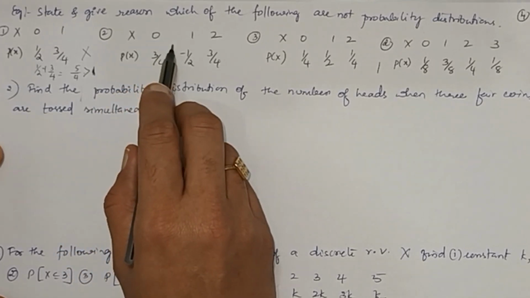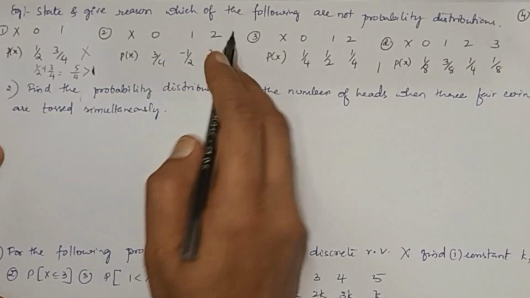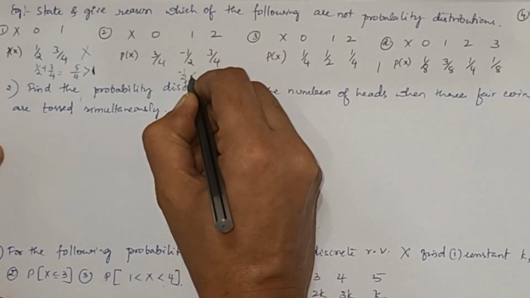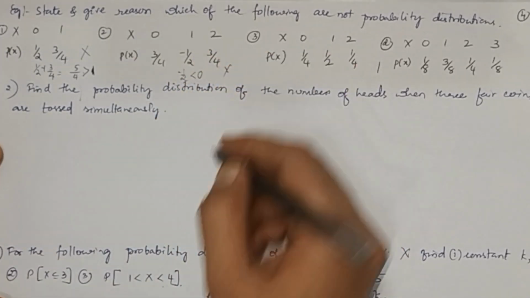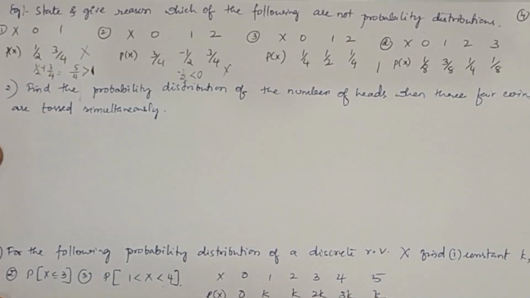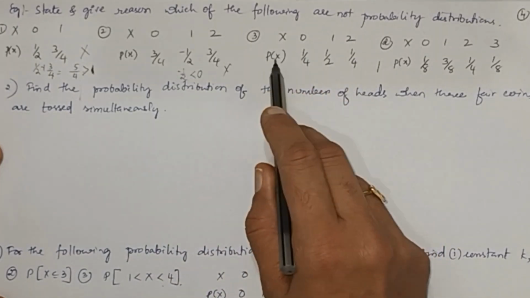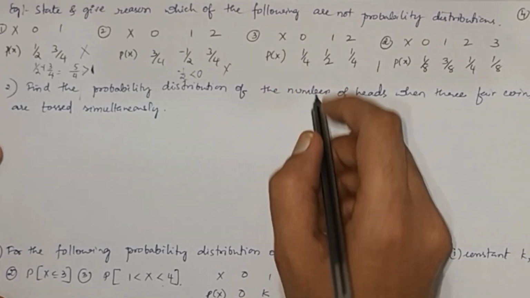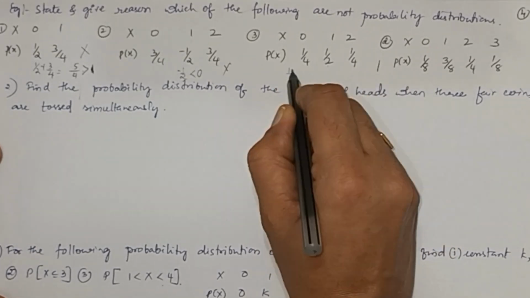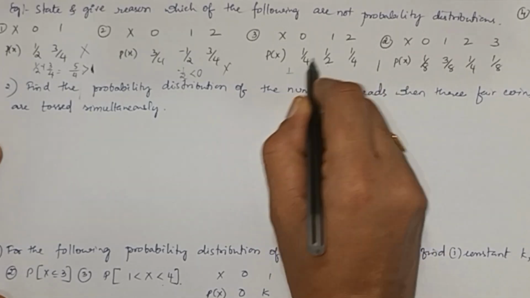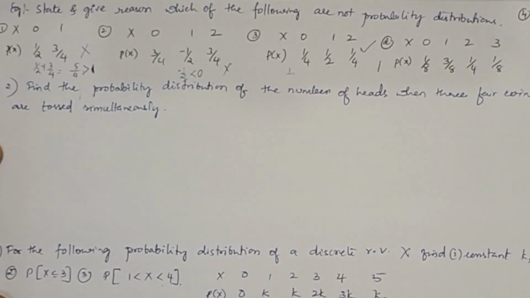Second example, probability values here positive, this is negative, minus 1 by 2, which is less than 0. So first condition is violated. This is also not a probability distribution. Third example, 0, 1, 2 values of random variable, its probability values are 1 by 4 plus 1 by 4 plus 1 by 2, all are positive and all add up to 1. Therefore, this is a valid probability distribution.